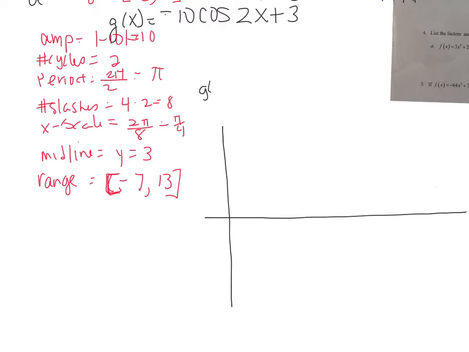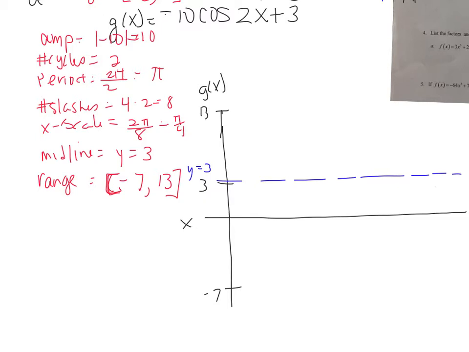Okay, so this is g of x, and we have x here. And my midline is at 3. There's y equals 3. All right, now let's talk about the number of, I'm also going up to 13 and down to -7. All right, so now I do need to figure out how many slashes I actually need.